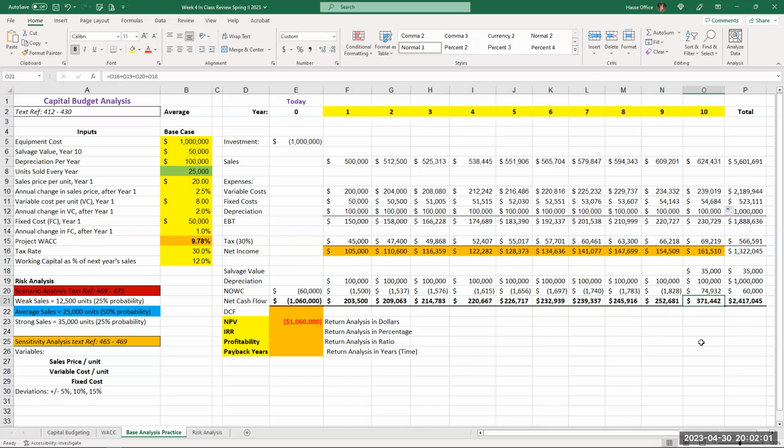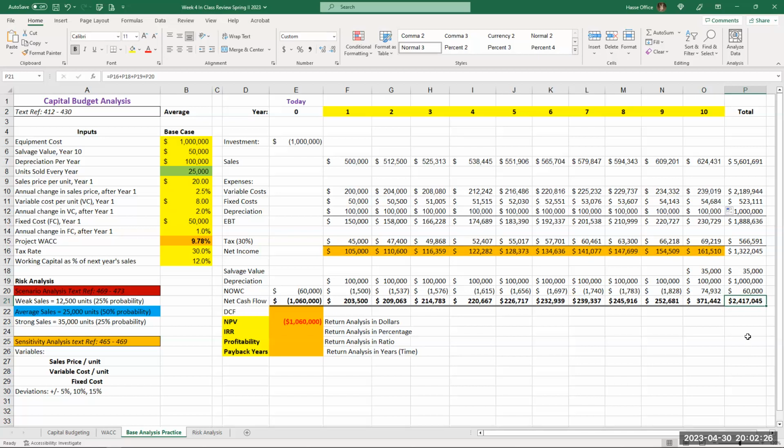And notice in year 10, it's a little bit higher because of the salvage value after taxes and the paying back of the working capital as positive cash flow into the investment analysis. So now $1,060,000 is generating $2.417 million of cash. Looks like a pretty good investment.